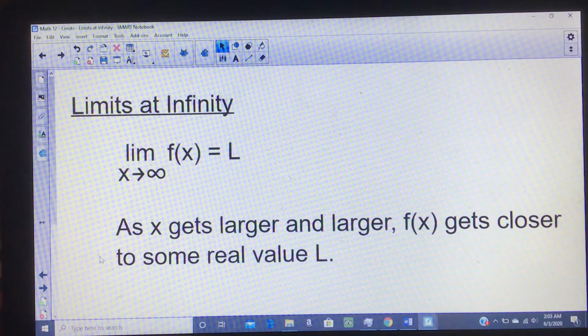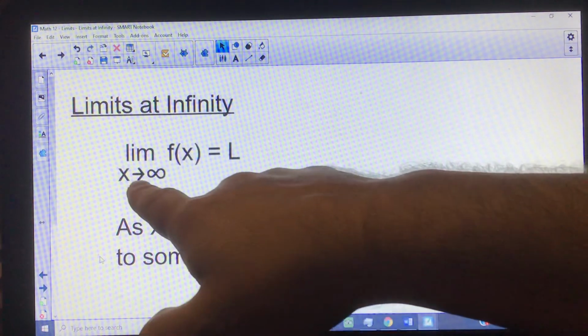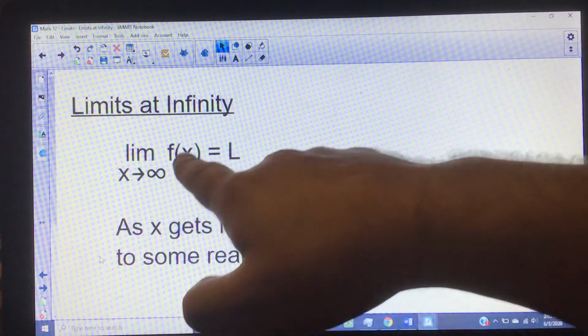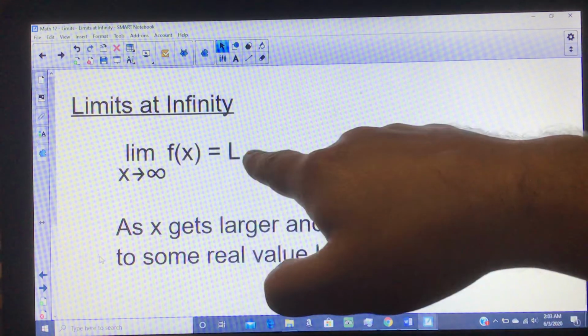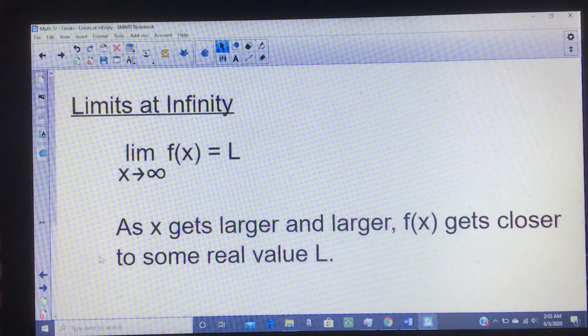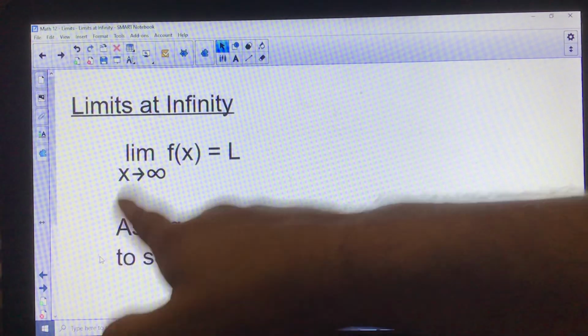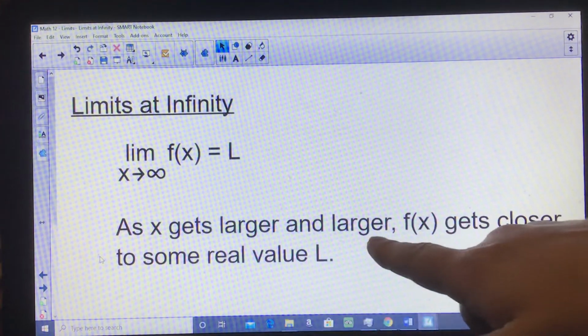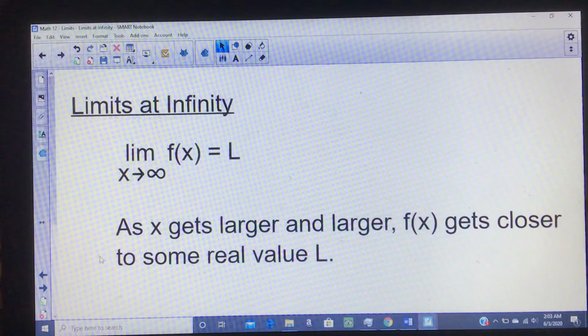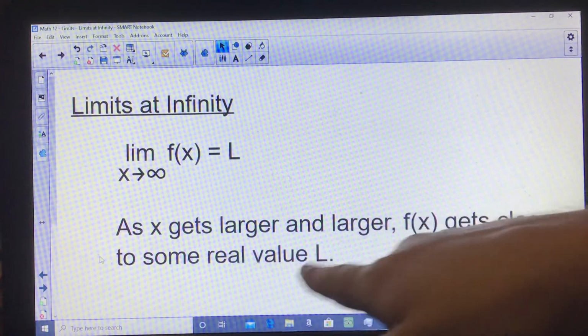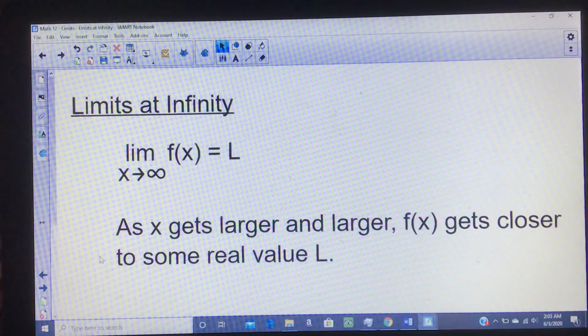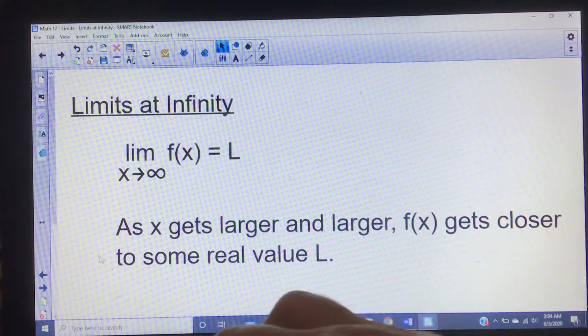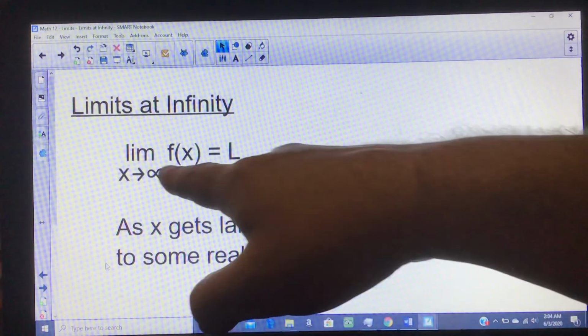All right, so these may or may not exist. If, as x goes to infinity, the y values of the function do something, we put that out here. That's what this says. What this means is as x gets larger and larger, f of x, which is the y values, they get closer to some real number L, all right, if that's the case. So if you say this expression, that's what you mean.